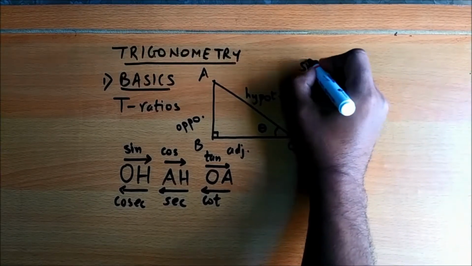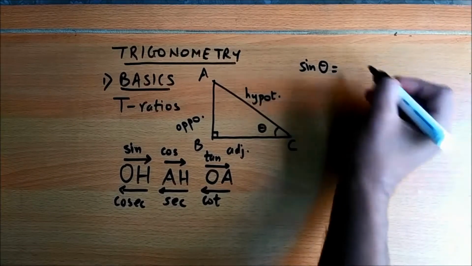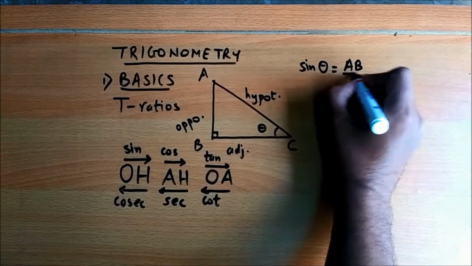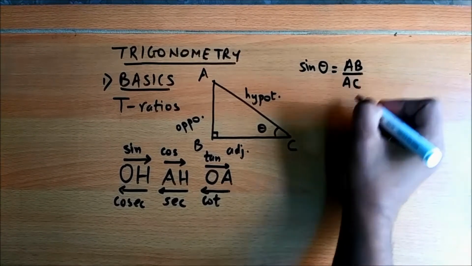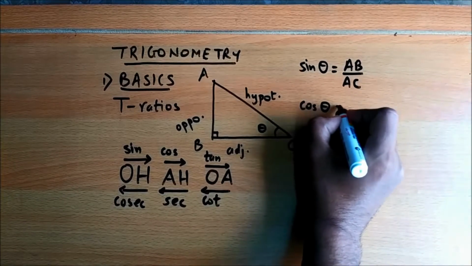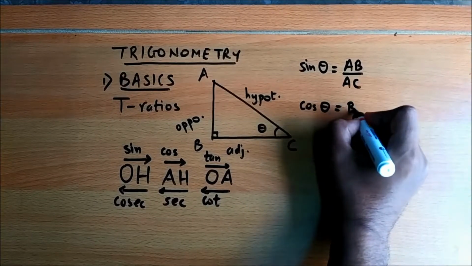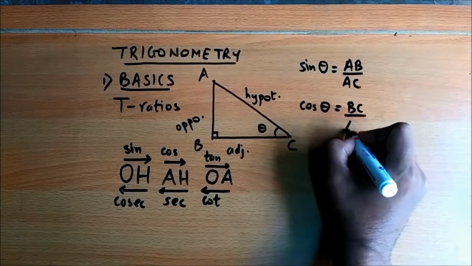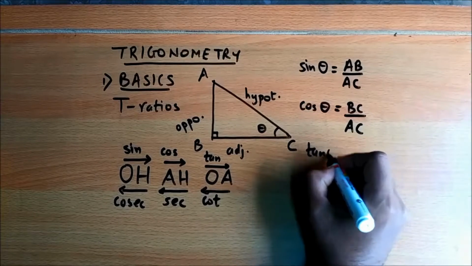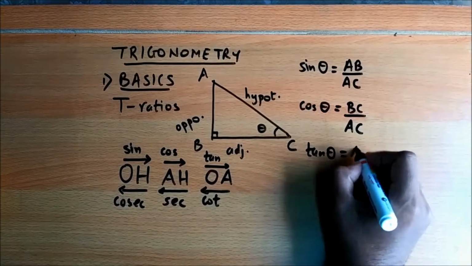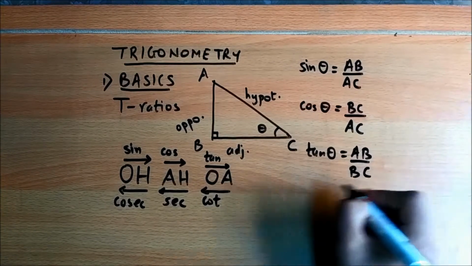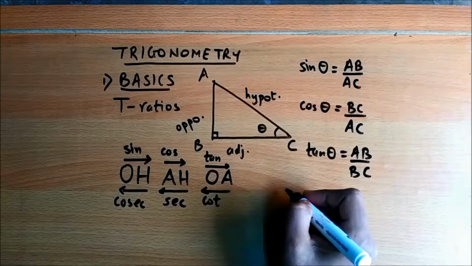So with respect to the triangle, what do we get? Sine theta equals the opposite side, AB, upon the hypotenuse, AC. So sine theta is AB upon AC. Next comes cos theta. Cos theta is adjacent, that is BC, upon hypotenuse, that is AC. Next comes tan theta. Tan theta is opposite, AB, upon adjacent, BC. Yes, there you have the 3 ratios.